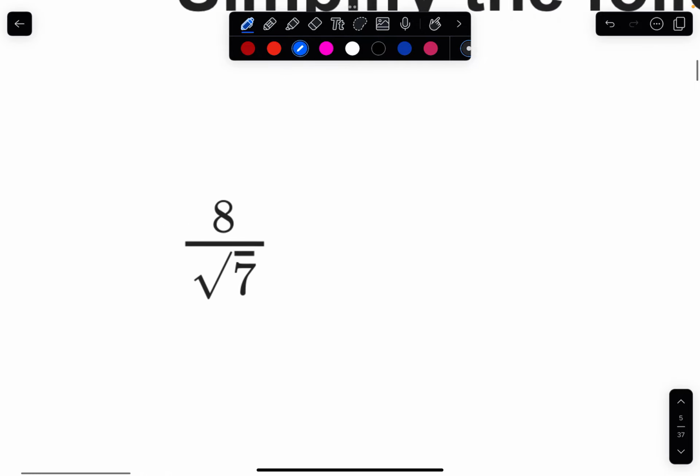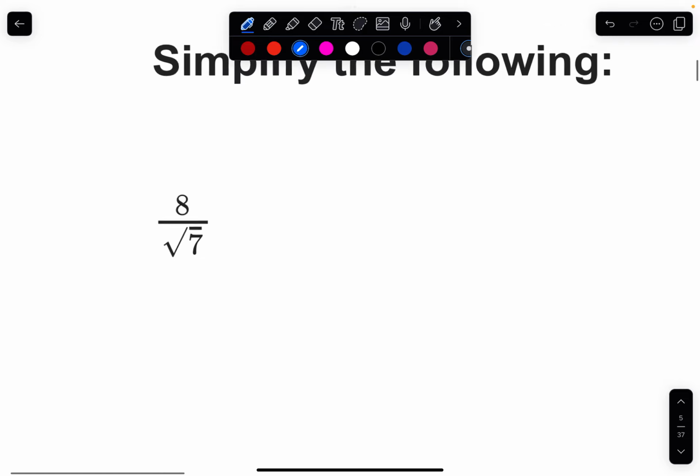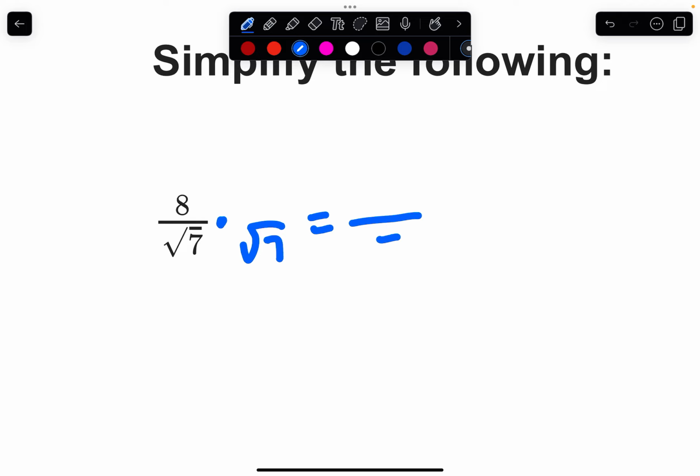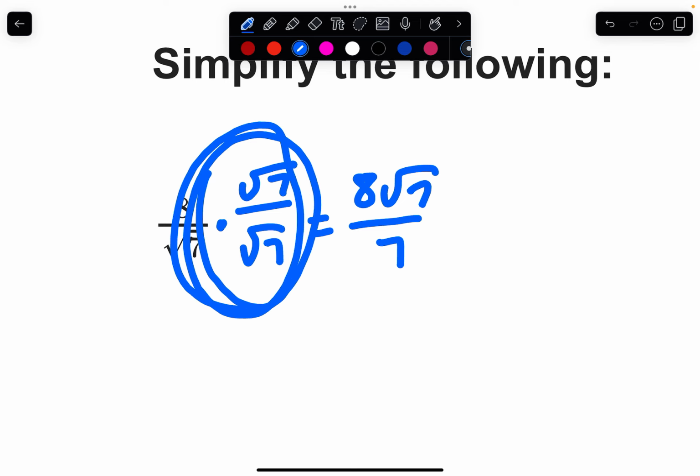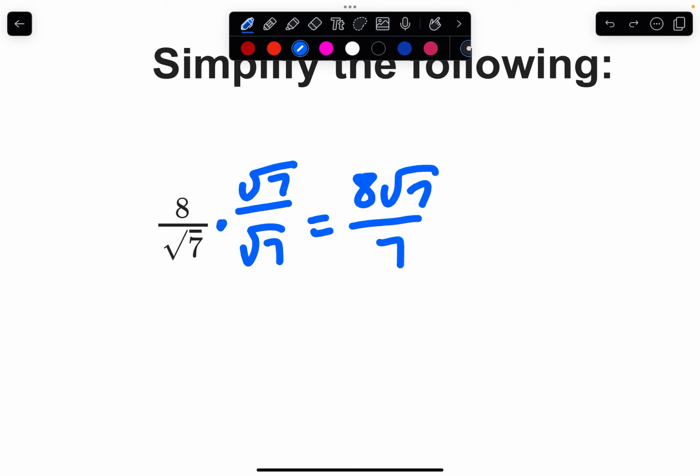8 divided by root 7. Remember, you cannot have a radical in the denominator. If I multiply the bottom by root 7 to get rid of the radical, I have to also multiply the top by root 7. Why? Because we need to keep the number the same. What is root 7 divided by root 7? It's just the number 1. So we're multiplying by the number 1, which means our number won't change, but it'll look different.